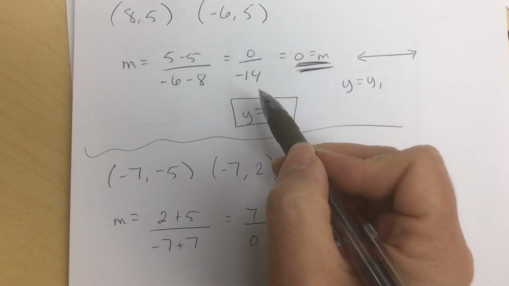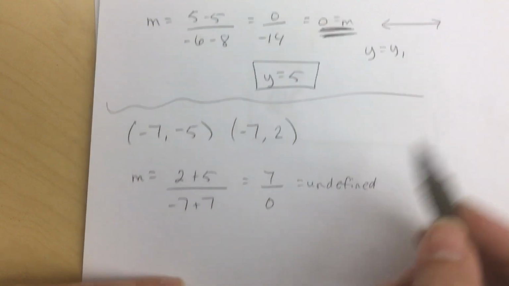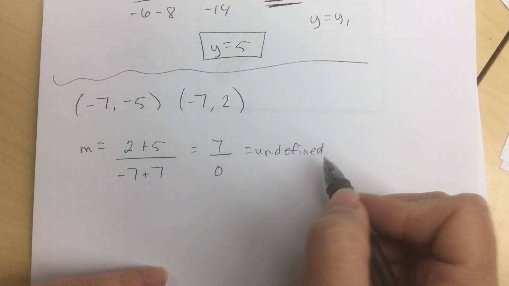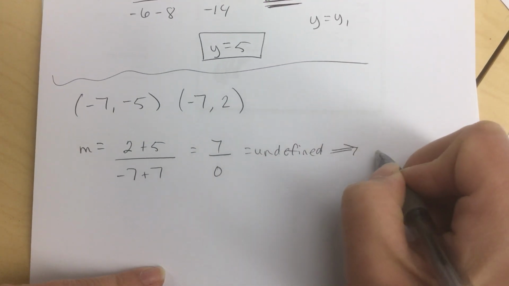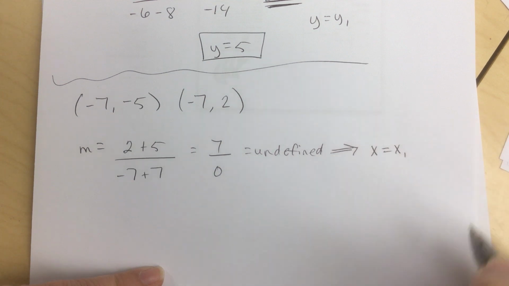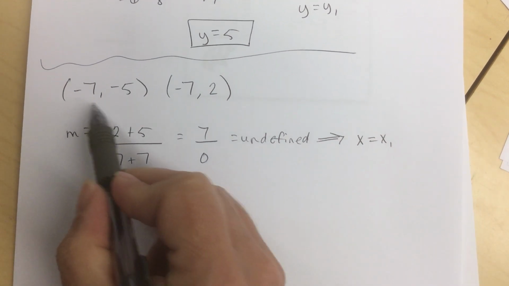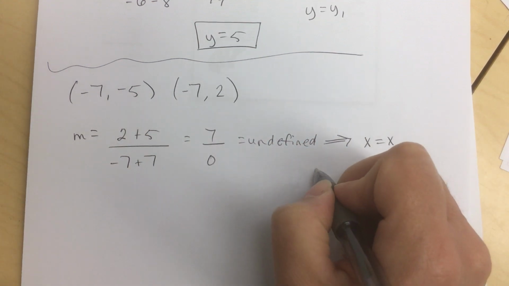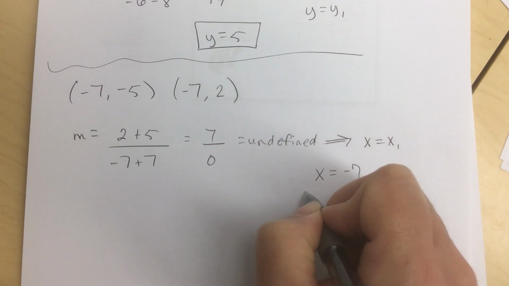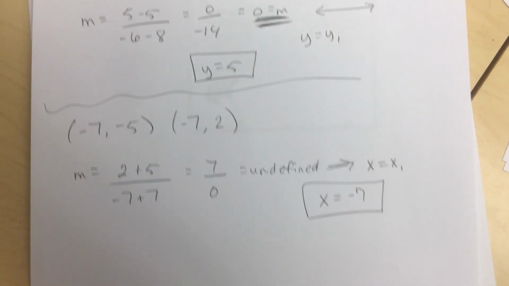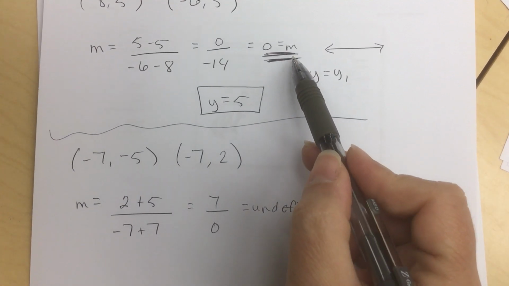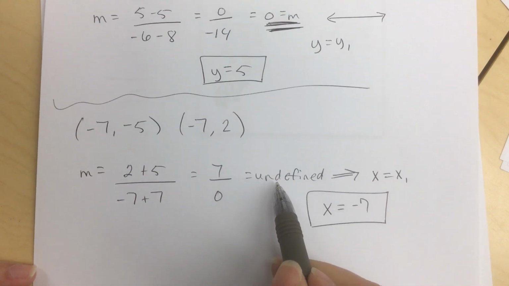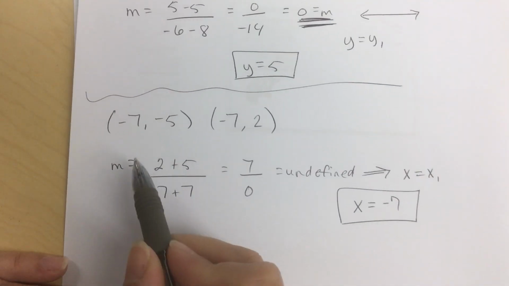If you type 0 divided by negative 14 in your calculator, you'll get 0. You can't put the word undefined in a formula. You just have to know that if you have undefined, then you're going to have x equals x1 as your equation. Well, the x1 and the x2 are both negative 7. So your answer is x equals negative 7. So if you get 0 slope, you're going to have y equals the y value. If you get undefined slope, you're going to get x equals the x value.